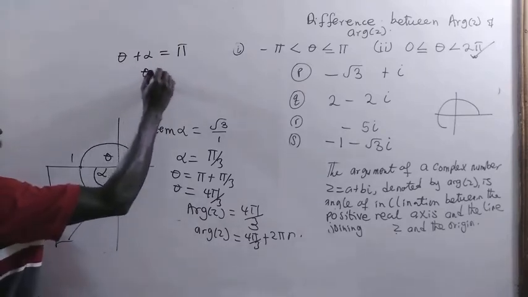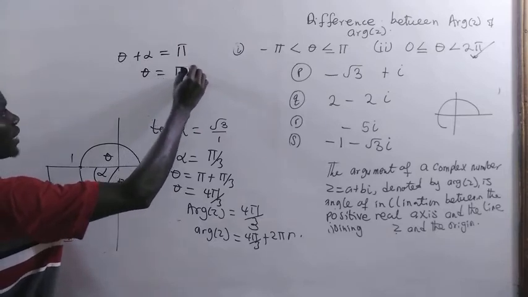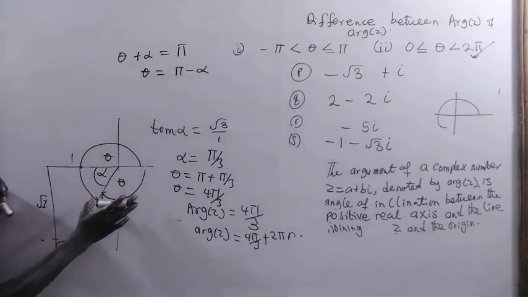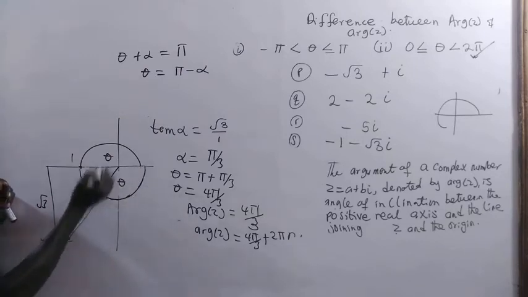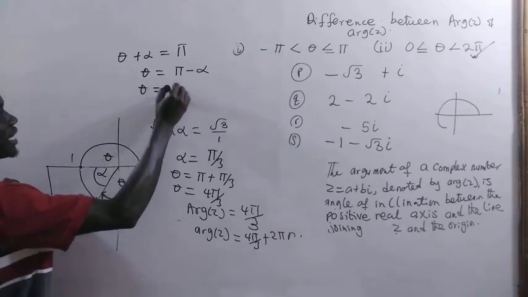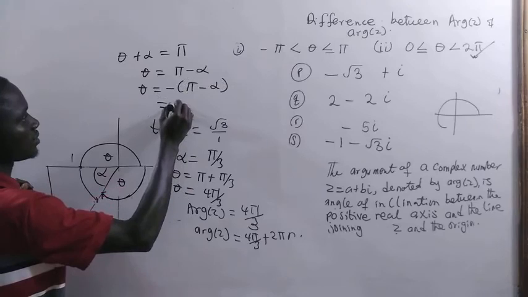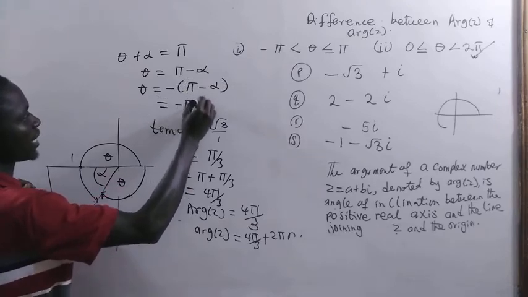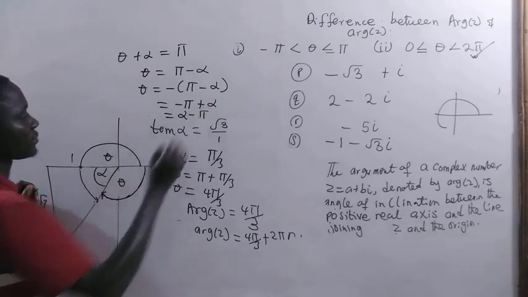Now theta equal to pi minus alpha. After we finish finding theta, now we measure theta in the clockwise direction. So it means that theta equal to negative pi minus alpha. And that will give us minus pi plus alpha, and that is alpha minus pi.